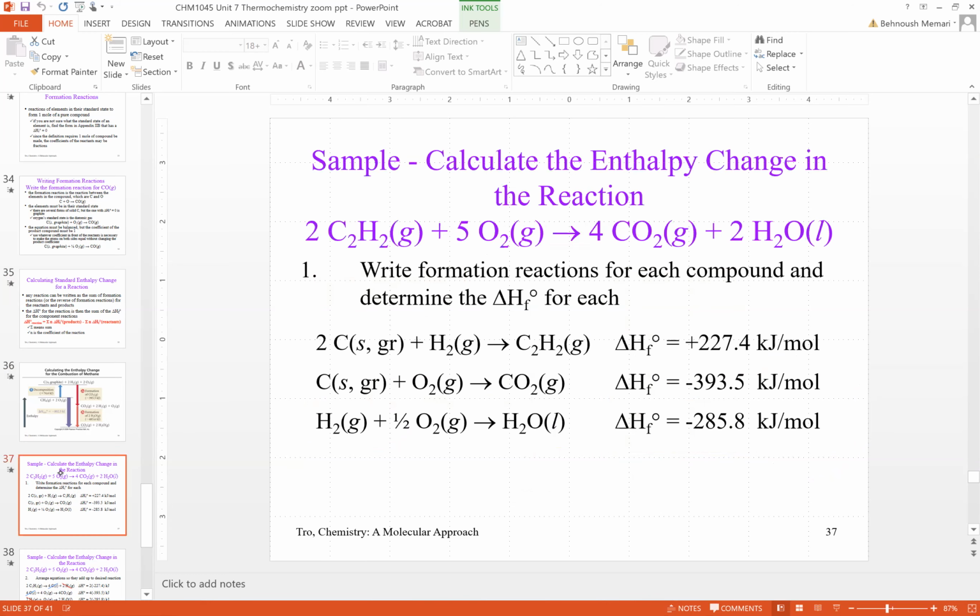Okay, let's look at this example here. Delta H formation for CO2 is given, for C2H2 is given, and for H2O is given to us. We have the value for delta H formation of all these three compounds: C2H2, CO2, and H2O.